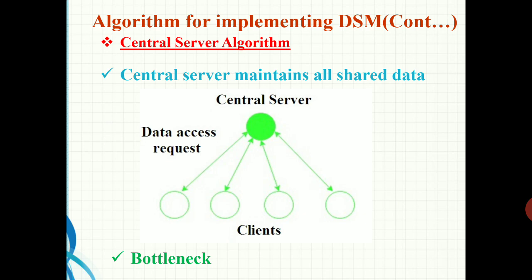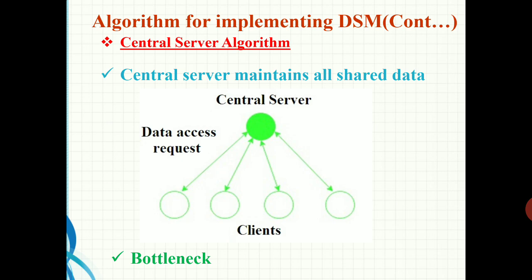In this central server algorithm, a timeout can be used in the case of a failed acknowledgement. There is a chance of delay or failure of the acknowledgement from the central server. It indicates that the corresponding read or write request did not reach the server. So after the timeout, the client can send the request again. Also, a sequence number can be used to avoid duplicate write requests. So this is the central server algorithm.